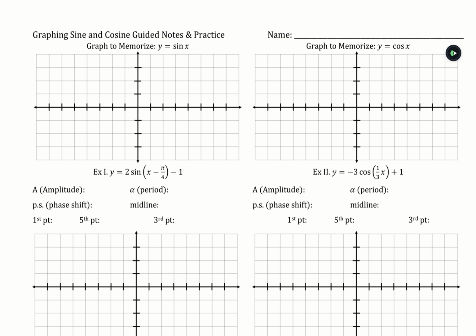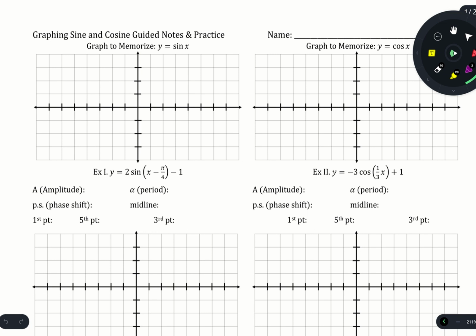Before we start with the transformations, I just want to point out that you do need to memorize the graphs of sine and cosine and be able to graph those quickly. So when you're graphing them, just think about the unit circle. On the unit circle, as you go around, starting at 0 radians all the way around to 2 pi, that is one full cycle.